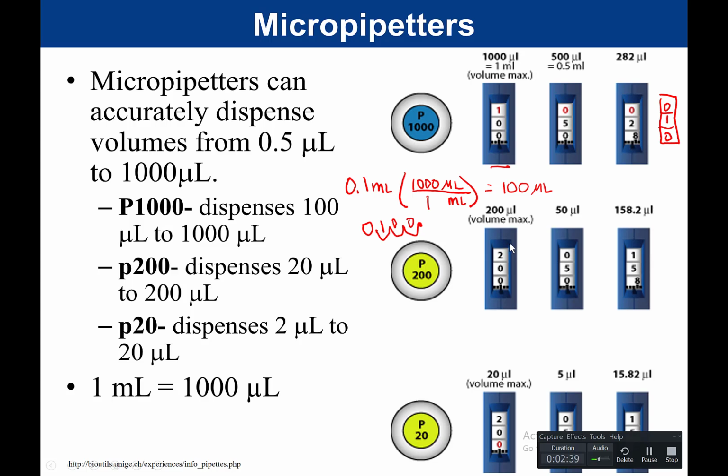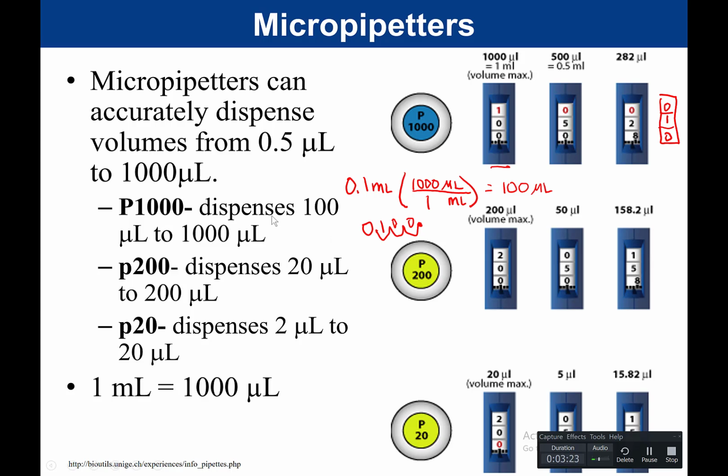For a P200, the top number is going to represent the hundreds, so 200 is set to a volume of 200. A P20, the top number is going to be the tens placeholder, then the ones, and then after for the decimal. And so you should be able to look at these micropipettes and tell me what volume the pipette is set to if I tell you which pipette it is. Like I would have to tell you that this would be for a P200. So I will tell you what pipette it is, and then you would need to look at the dial and figure out what volume it's set to.